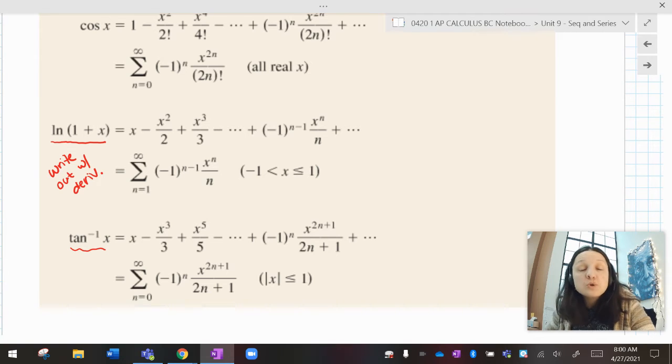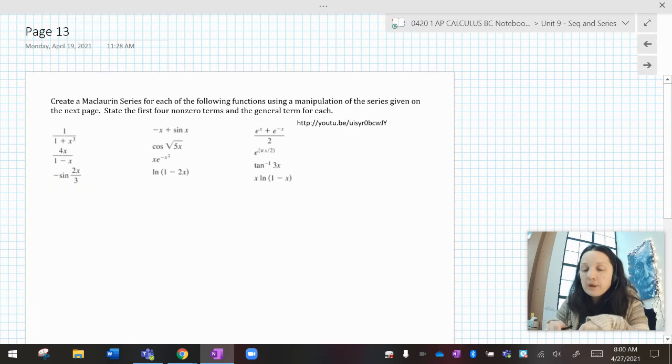So, what should you memorize? Sine, cosine, inverse tan, and e to the x. What should you figure out on your own? The ln's and the fractions. All right. So now, once you've got them memorized, what good does that do you? I'm going to show you.